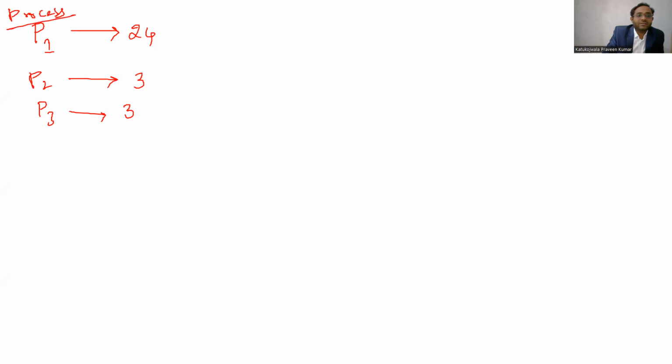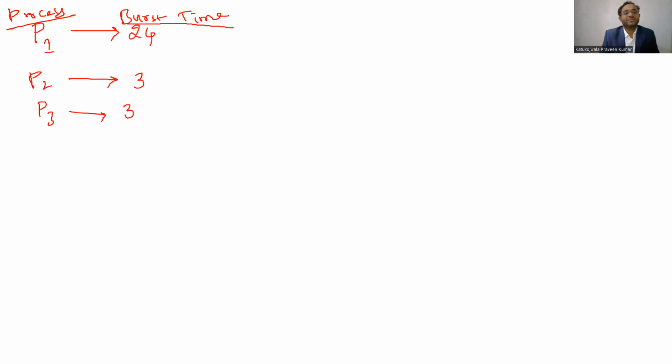Now let us see this. Consider there are three processes. Let me take the pen. There are three processes: process 1, process 2, process 3. The first process will take 24 microseconds of burst time, P2 will take 3 microseconds, and P3 will take 3 microseconds. This is the process, and this is the burst time. Burst time, as we have discussed, is CPU burst time. So remember, to find the average waiting time, first we have to draw the Gantt chart.